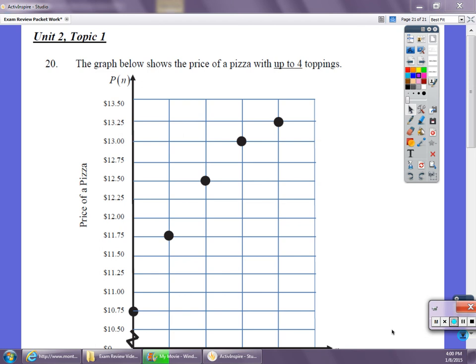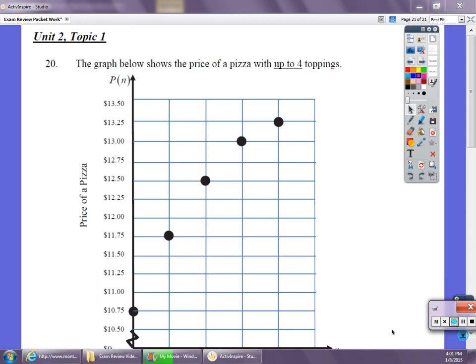All right, Topic 1 dealt with what is a function or a relation, and how do we relate two variables to each other. And we learned about function notation, we learned how to write functions and use them to answer questions, and all sorts of properties and characteristics of functions. So that's what our questions are going to be dealing with in Unit 2, Topic 1. Okay, let's start question 20.